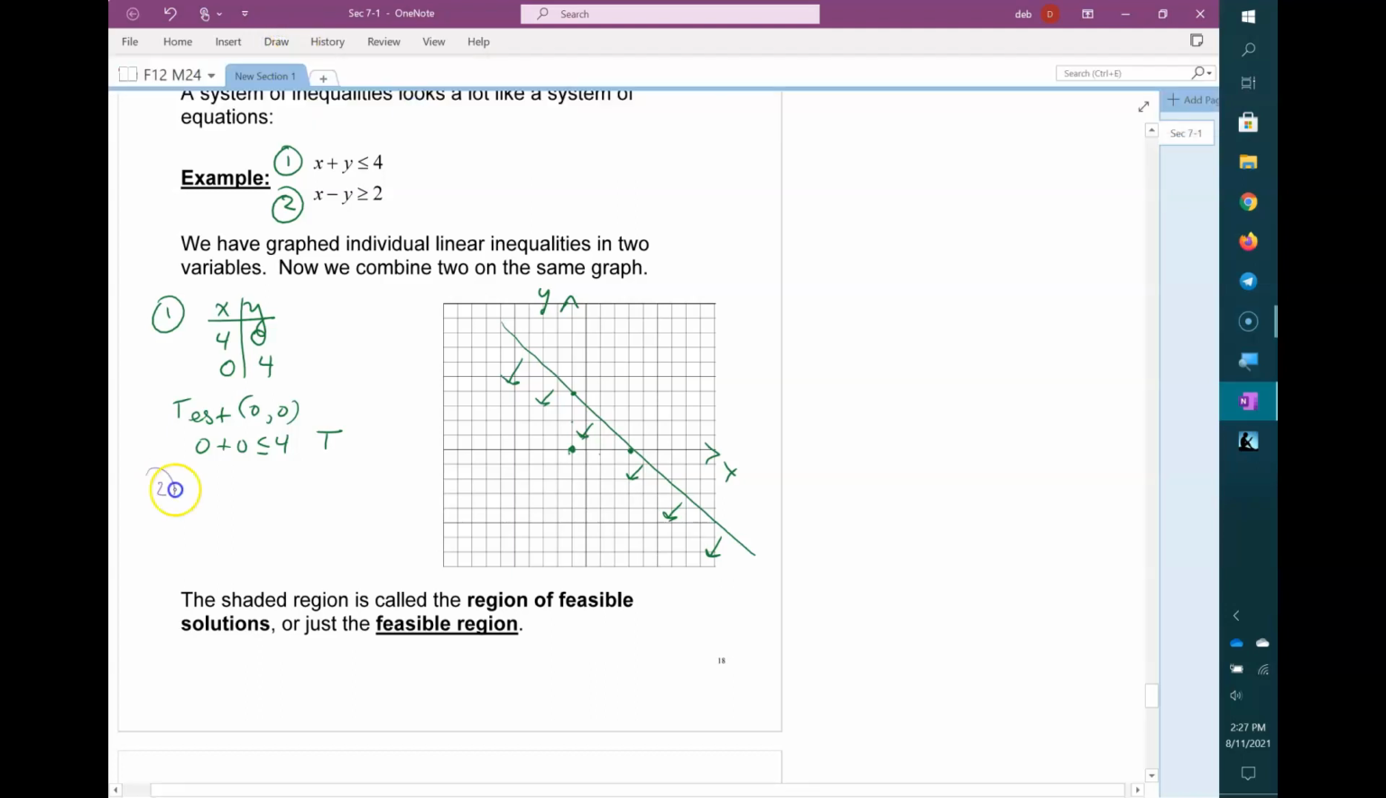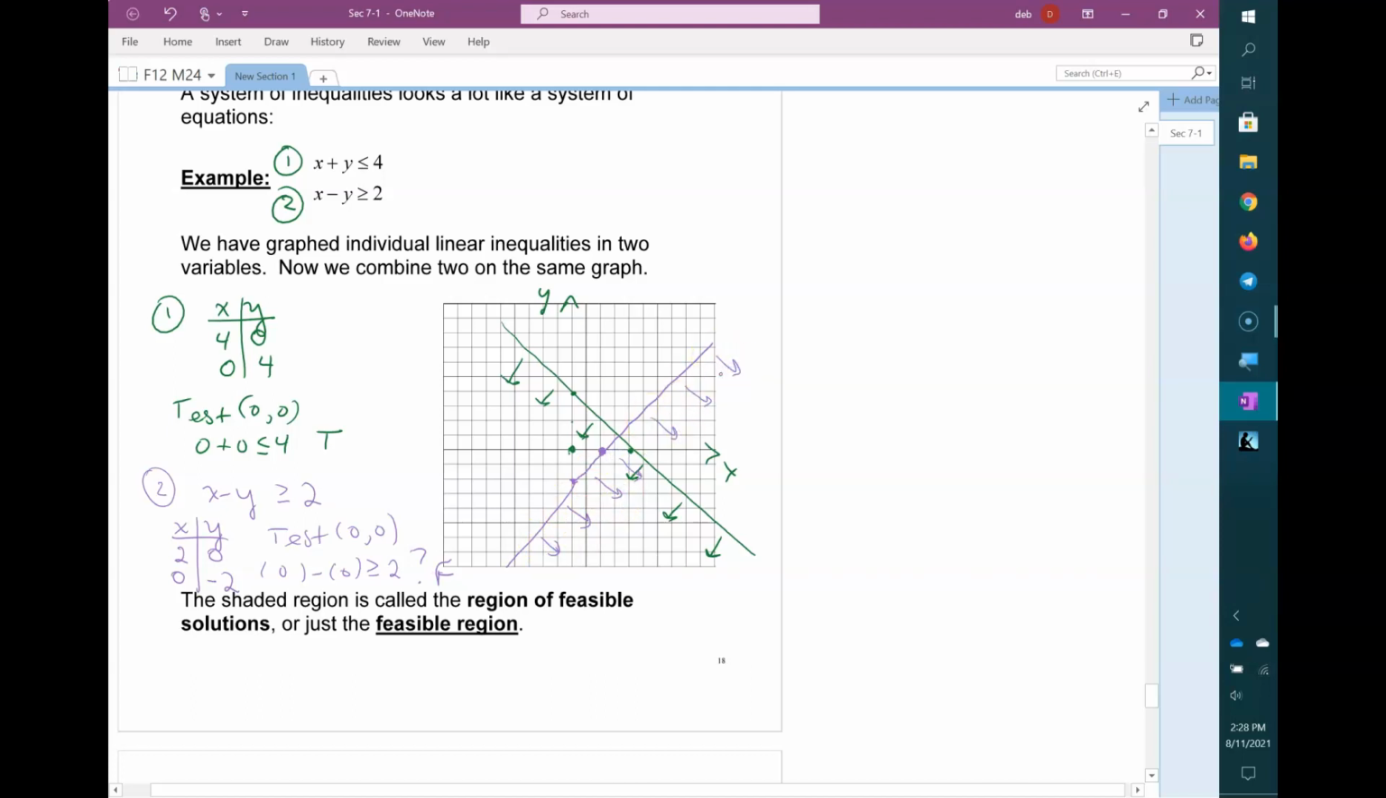Okay, so now I'm going to do number 2. And again, the intercept method will work really nicely here. So when y is 0, x is 2. When x is 0, y is negative 2. So 2, 0, and 0, negative 2. Okay, and then I'm going to test 0, 0. And this is false. 0 is not bigger than 2, so I need to shade away from 0, 0.